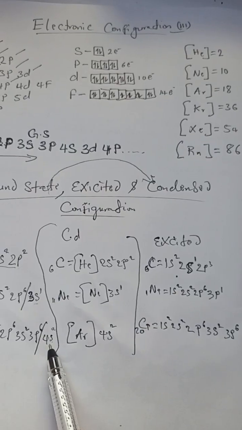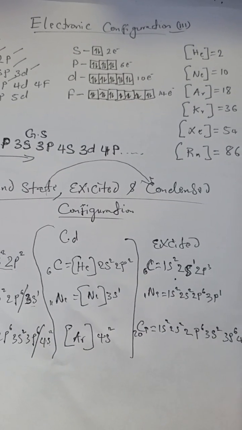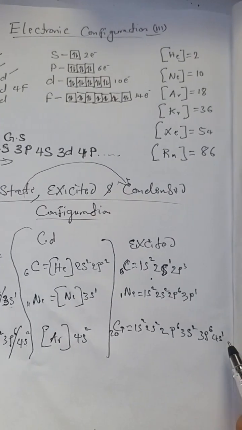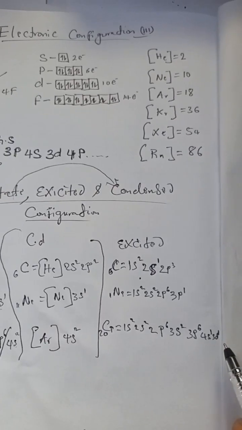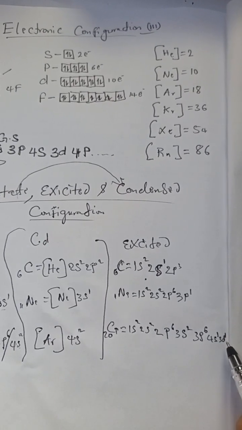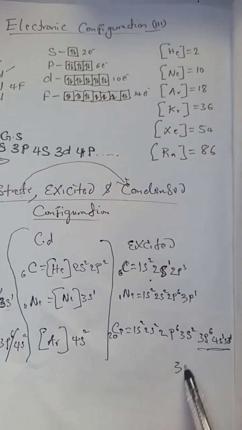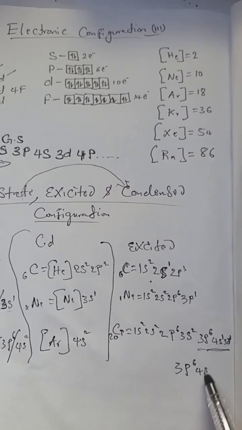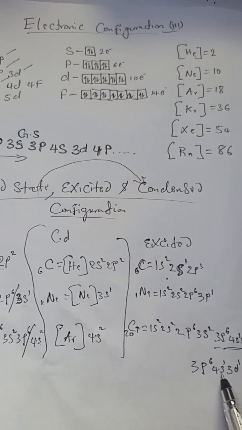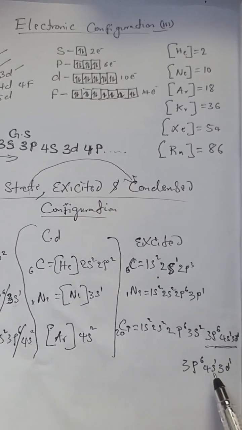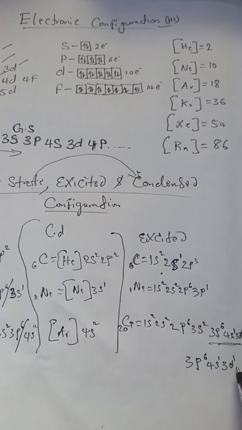So after 3p6, we are supposed to have 4s2. It will now be 4s1. It will now jump toward 3d1. Let me rewrite this part. It will be 3p6, 4s1, and 3d1. Normally it's supposed to end with 4s2, but the electron jumps from this s orbital towards the d orbital, from a lower energy level to a higher energy level.